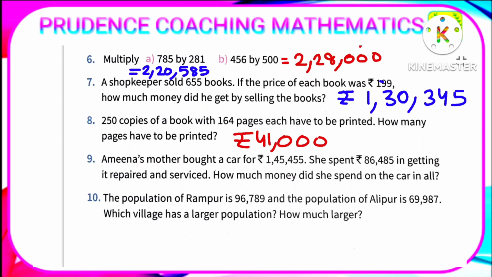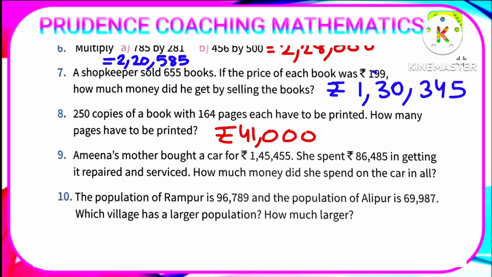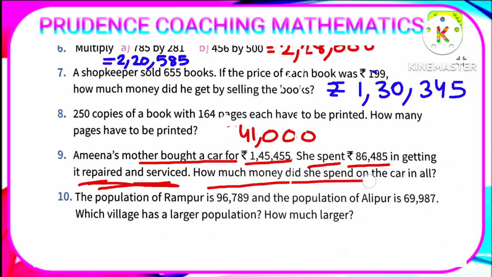Answer, this is story sum, so you are going to write as I have shown and give your answer. Amina's mother bought a car for rupees 1,45,455. She spent rupees 86,485 in getting it repaired and serviced. I think it is a second hand car, so it is repaired and serviced. How much money did she spend on the car in all?